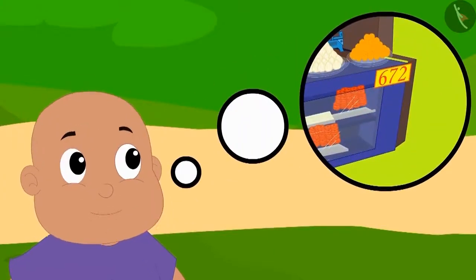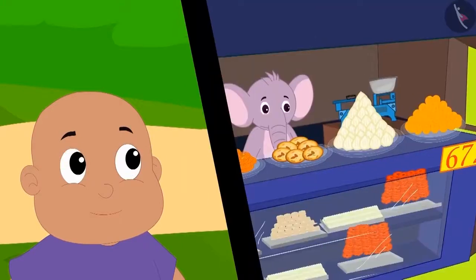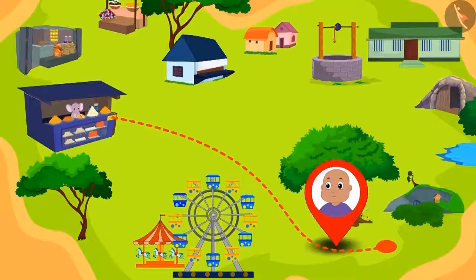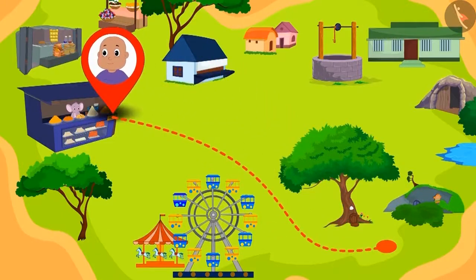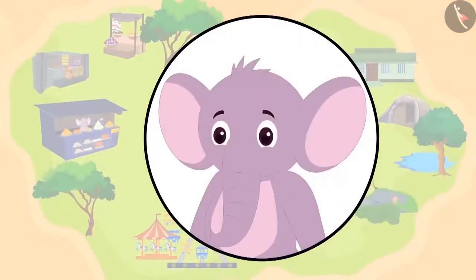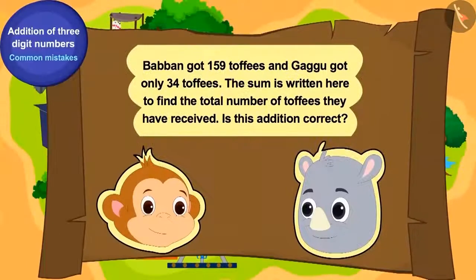Bablu remembered that he saw the number 672 hanging at Appu Halwai's shop. He immediately ran to reach Appu's shop. Appu gave Bablu his second puzzle. This is Bablu's second puzzle.